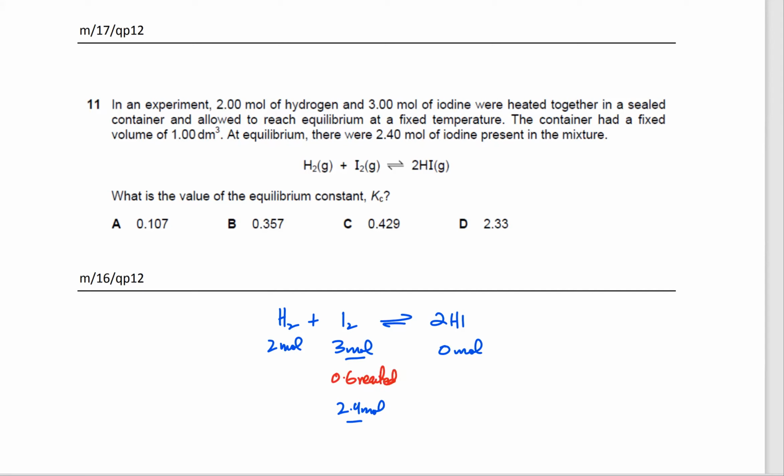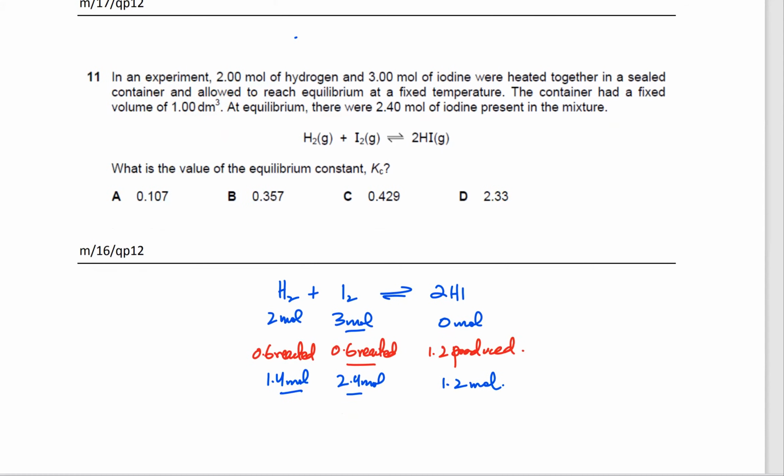Is that clear? Yep, it's clear. As the ratio is 1:1, that means 0.6 of H2 would also react, right? And together on the other side, they're going to produce 1.2 moles of HI. It's 1:1:2, right? So your moles at equilibrium would be 1.4 moles of H2, 2.4 moles of I2, and 1.2 moles of HI. Is this clear? Yep.